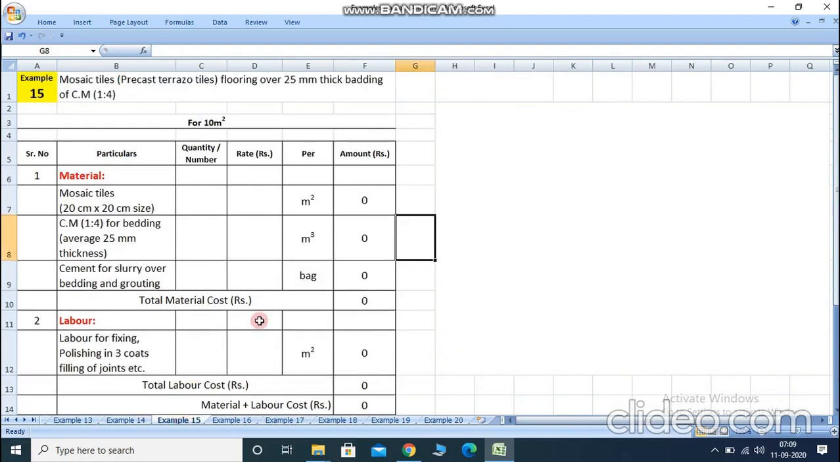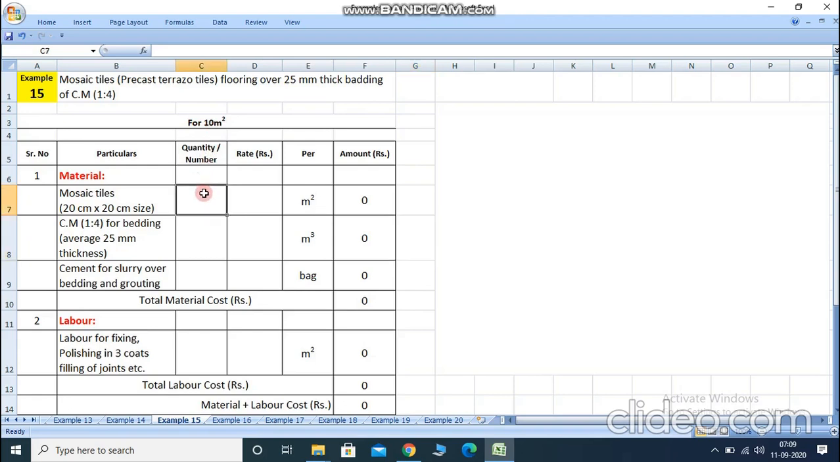Now we take another example, number 15. In this example, mosaic tiles, precast terrazzo tiles flooring over 25 mm thick bedding of cement mortar of ratio 1:4. Now we calculate mosaic tiles. Here the mosaic tile size is given as 20 centimeter by 20 centimeter, and here we require mosaic tiles for 10 meter square.